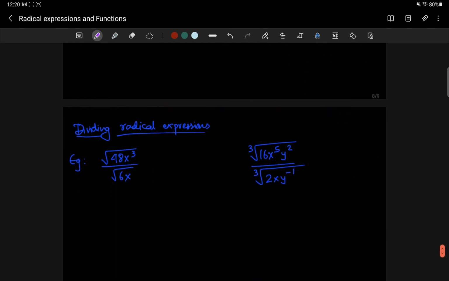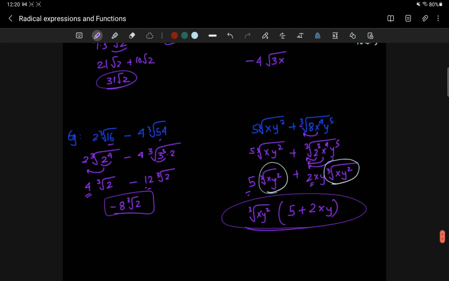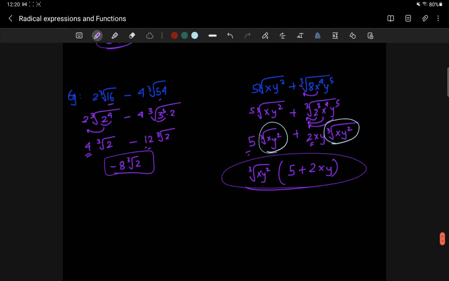The next thing that we need to talk about is dividing radical expressions, and that's pretty much it. That would be the end of this week's material.